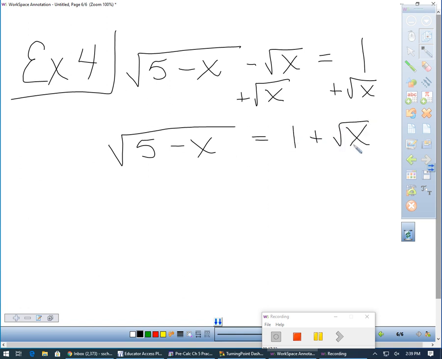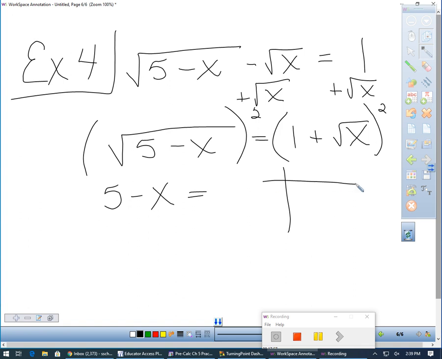Is this a one-to-one function? No, because it's not all underneath, right? Okay, so what we have to do is, to get rid of the first square root, we got to square both sides, which we know we have to do, right? On this side, we get 5 minus x. On this side, we have to put this in the box. So I'm going to put it in the box. I have 1 plus the square root of x times 1 plus the square root of x.